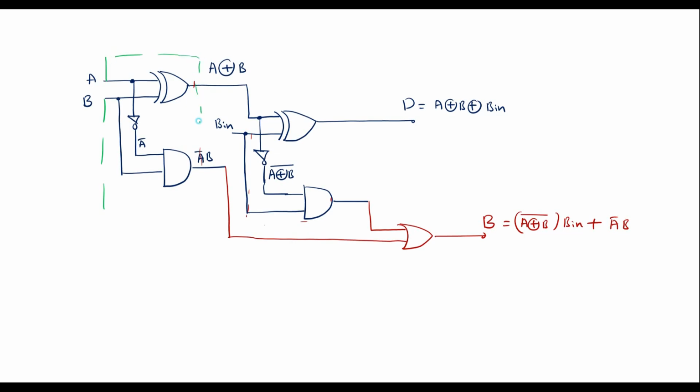Here we can observe that this XOR gate, AND gate and inverter form one half subtractor, and this XOR gate, inverter and AND gate together form another half subtractor. This is another half subtractor. So thus we have implemented this full subtractor using two half subtractors. Thank you for watching.